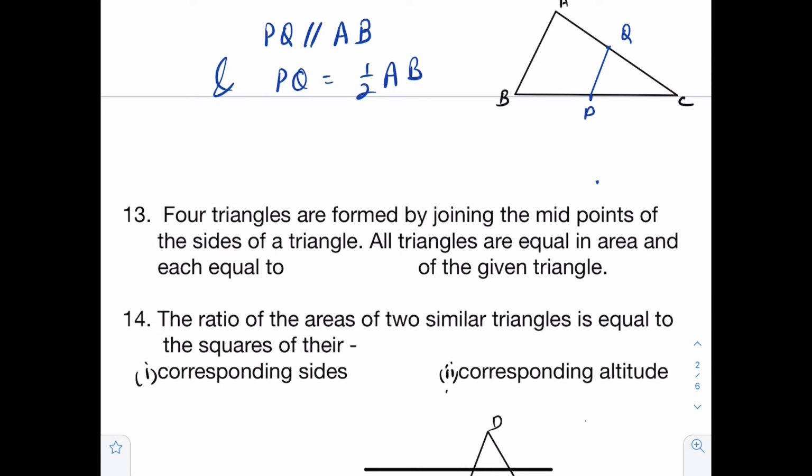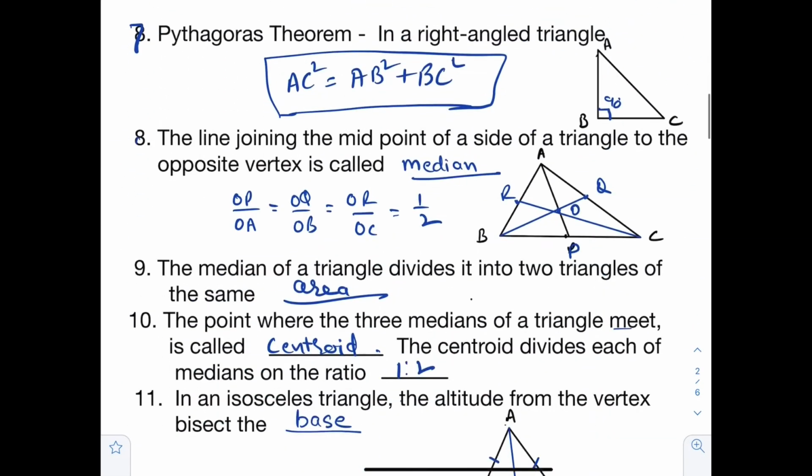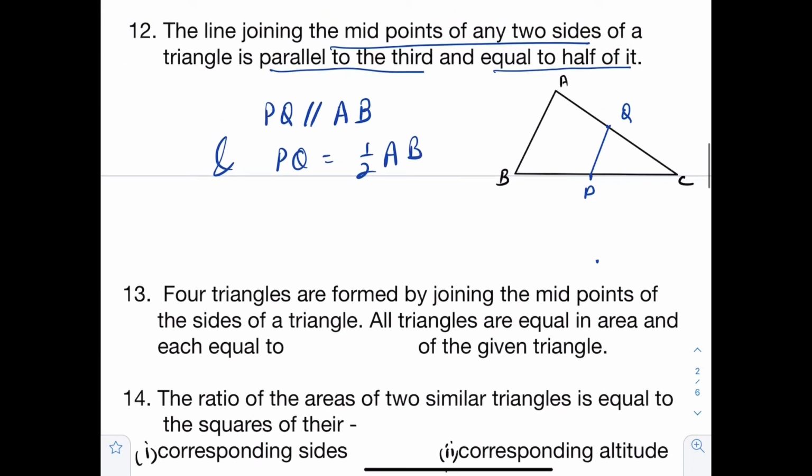Now 13th. Four triangles are formed by joining the midpoints of the sides of a triangle. Here in triangle ABC, the midpoint of BC is P, the midpoint of AC is Q, and if the midpoint of AB is R, then if we join all these midpoints, we get four triangles, 1, 2, 3 and 4. So 4 triangles are formed by joining the midpoints of the sides of a triangle.